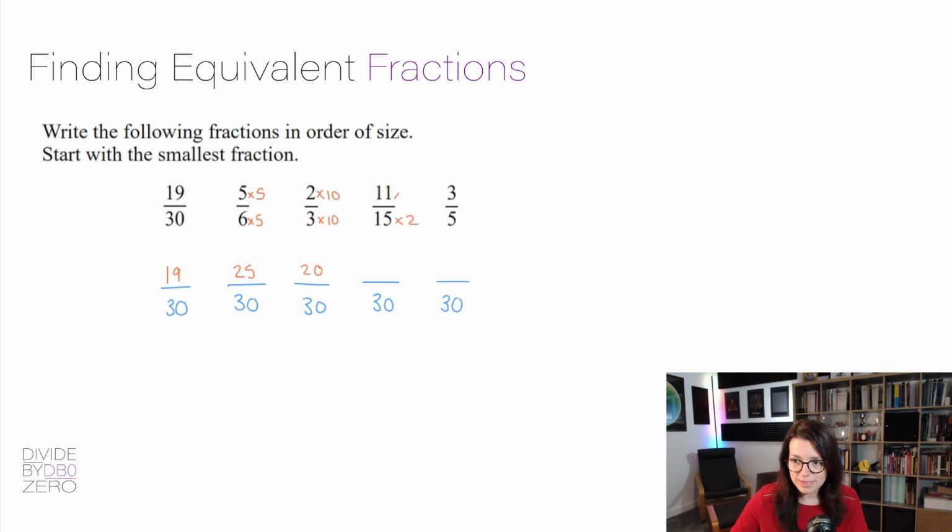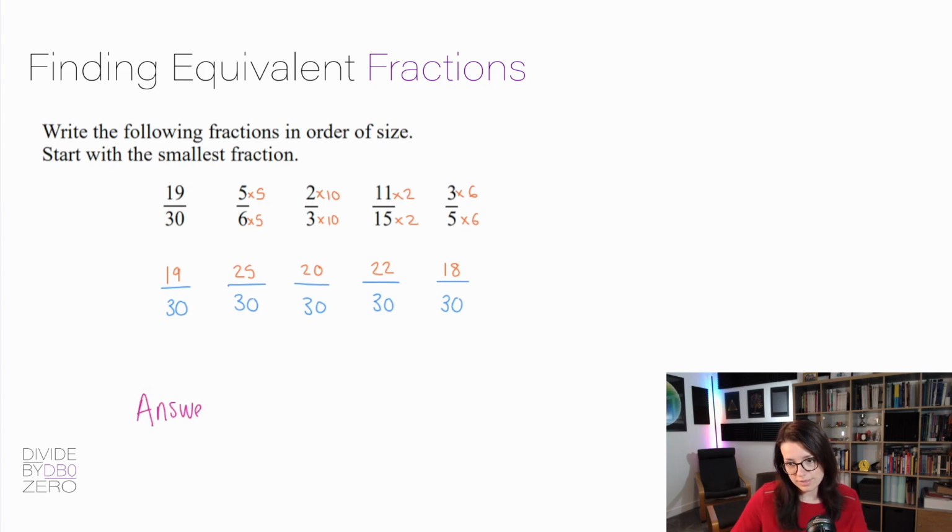15 times 2 is 30, so 22 on the top. And 5 times 6 is 30, so 3 times 6 is 18. Now they all have the same denominator, it's much easier to see which ones are bigger than others. So the smallest one is 18 over 30.